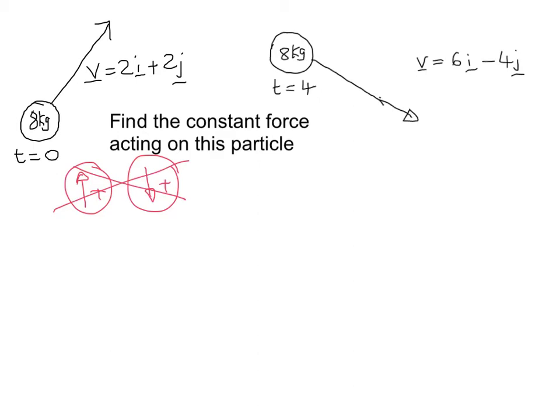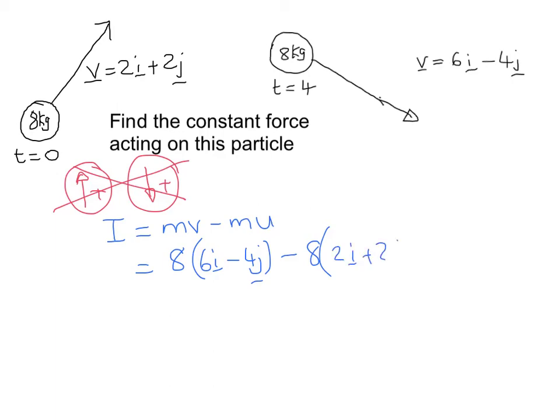Okay, so let's just go straight in with our equations. Impulse is change in momentum. In this case, we've got a mass, here's initial. We've got a mass of 8 kilograms and a velocity of 2i plus 2j. That's our initial velocity, our initial momentum. And then our final momentum is a mass of 8 kilograms still and a velocity of 6i minus 4j. Let's put them into our equation. The final mass is 8 kilograms and the velocity is 6i minus 4j, minus the mass at the initial point is still 8 and the velocity is 2i plus 2j.